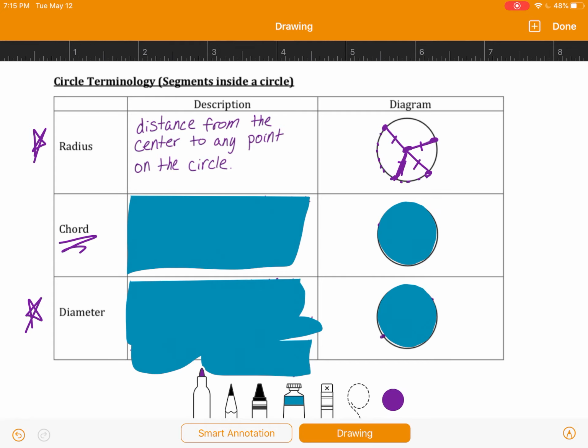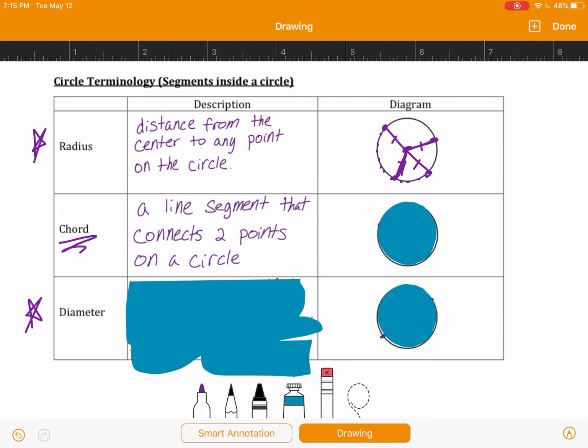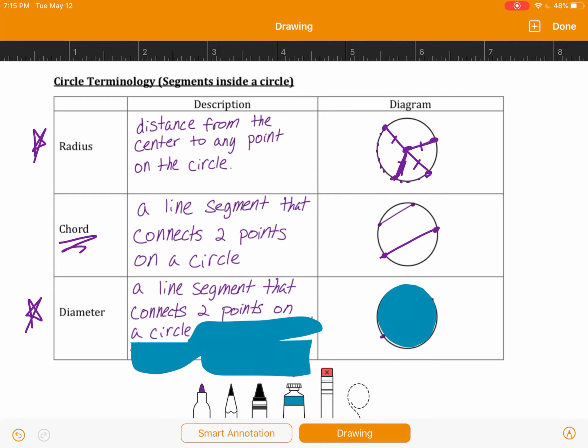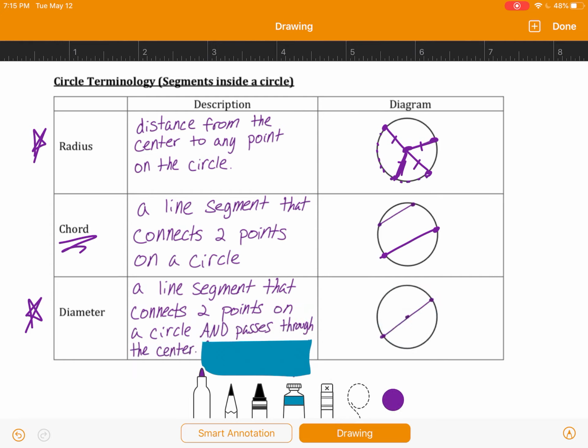A chord is a little bit different because a chord doesn't connect the center to an outside point. It connects two outside points together. So a chord can take any two random points that you've got on the circle and connect them. So the diameter is a type of chord. It has the same starting definition. It connects 2 points on the outside of the circle, but it must go through the center point. So a diameter is a type of chord that goes through the middle.